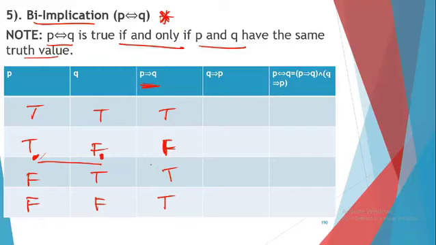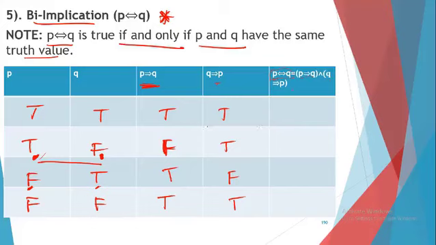Then we now have Q implication P. For Q implication P, everything also will be true except the point where Q is F and P is true. So here will be true. Here will be true. Here will be false, and here will be true. Now P bi-implication Q is equal to P implication Q intersection Q implication P.